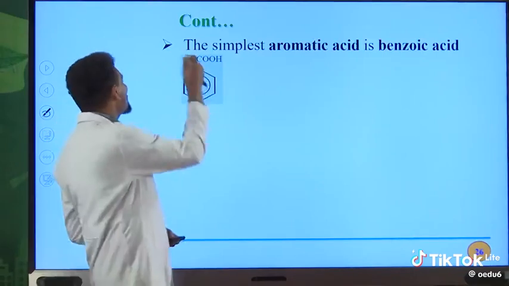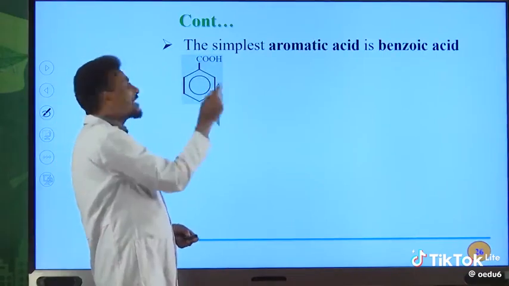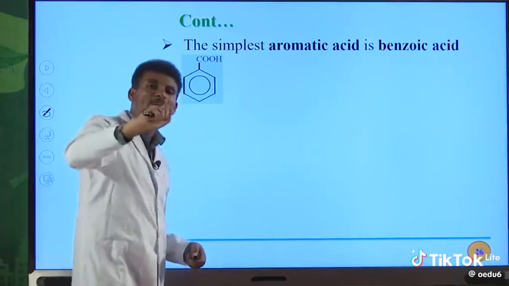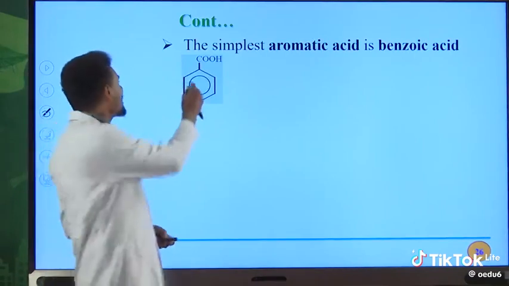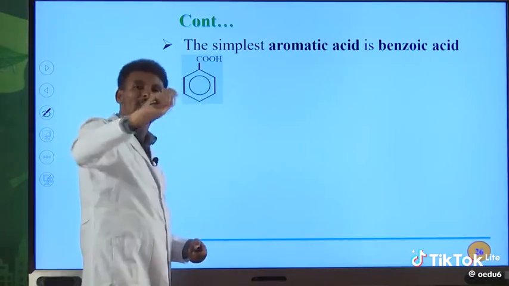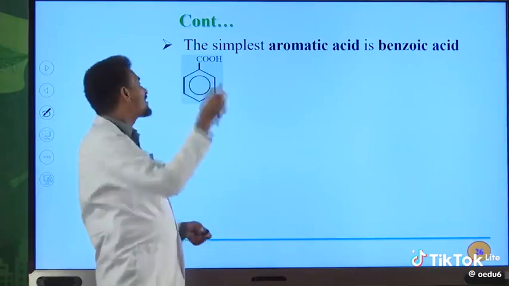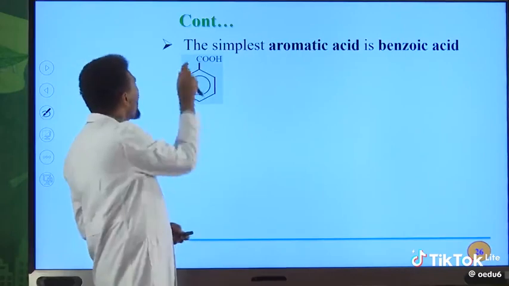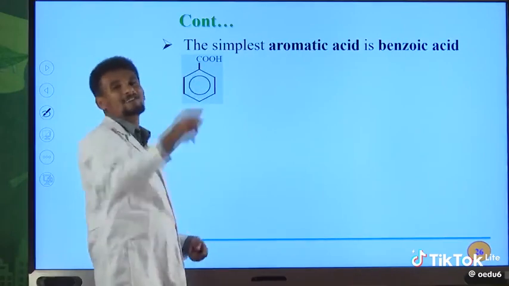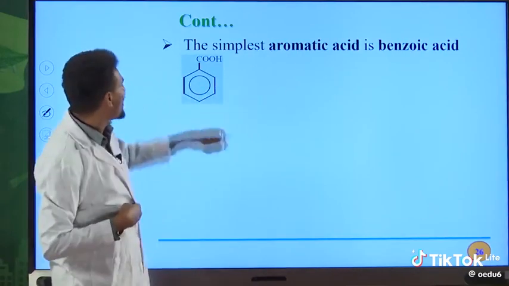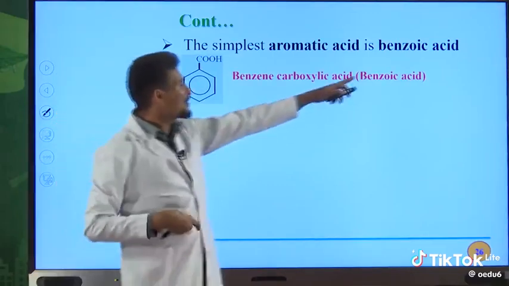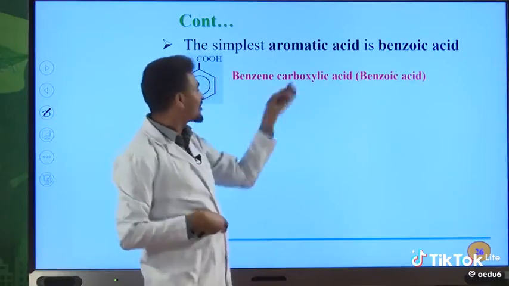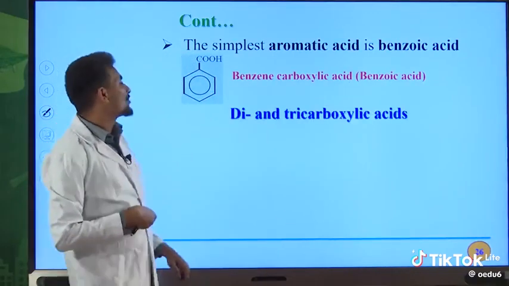If, for example, you have a substituent on the 4th position, the IUPAC name for this compound is 4-methyl, for example. If you have a methyl group on the 4th position, 4-methyl benzene carboxylic acid is the IUPAC name for this compound. The common name for this compound is paramethyl benzoic acid. Okay, benzoic acid is the common name for this simplest aromatic carboxylic acid. Its IUPAC name is benzene carboxylic acid.